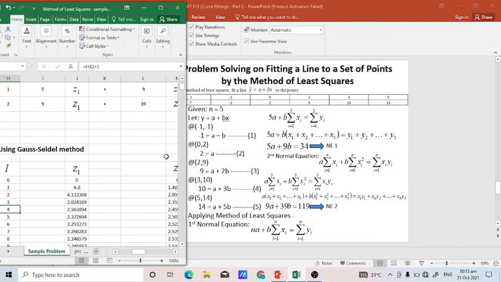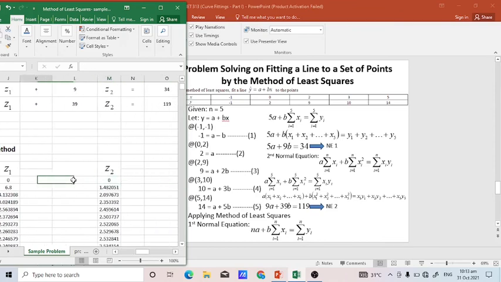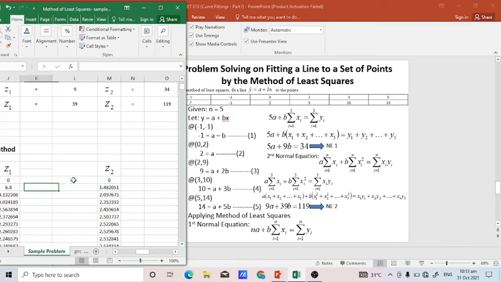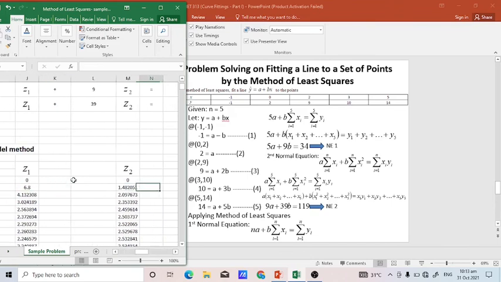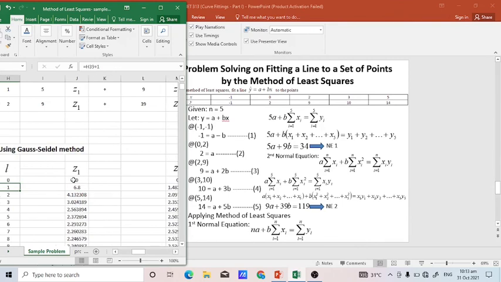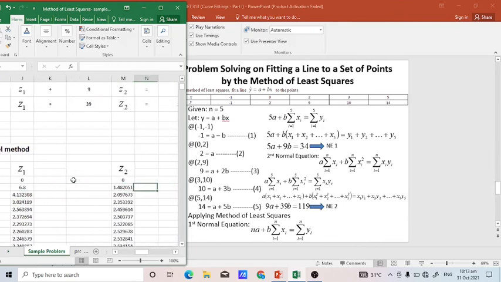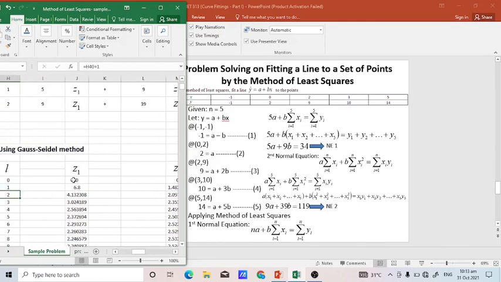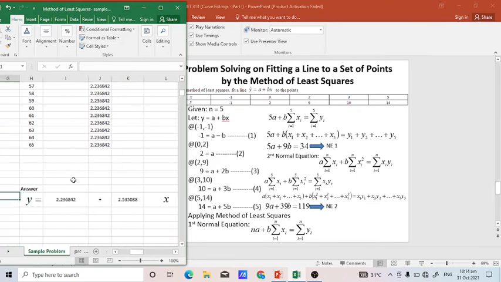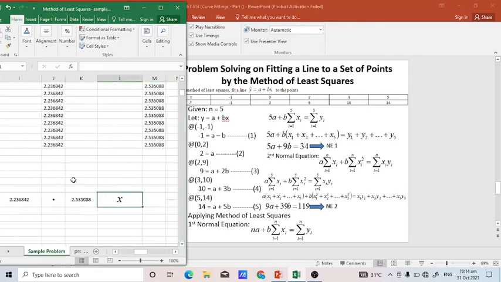Kumbaga, diretso na siya. Meron ka ng Z1, Z2, tapos initial values. Okay. And then, ito, first iteration, makuha mo yung Z1, Z2. Kumbaga, ano yan A and B. A and B. Diba? So, tapos, yan. Hanggang umabot ka sa final answer. So, ito ngayon yung ating sagot.